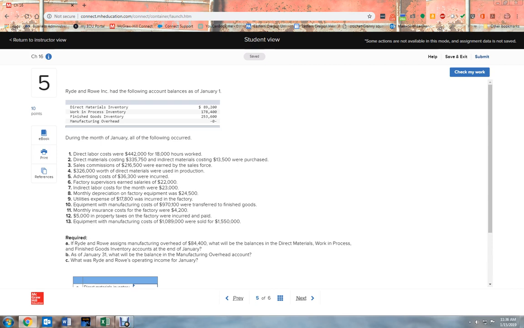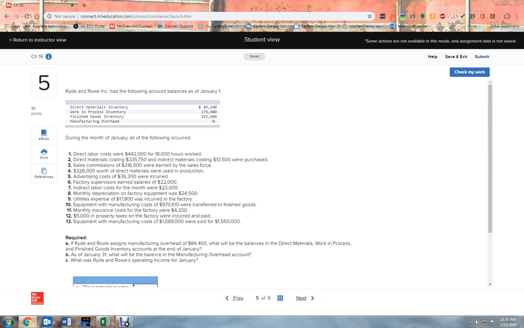So when you're approaching these problems, think about where stuff fits. When I'm looking at, say, number 5, advertising cost, is that a product cost or a period cost? Period cost. If I'm looking at monthly depreciation of factory equipment, what is that going to fit into? Production cost. Monthly insurance costs for the factory, where does that fit? Production costs. $5,000 in property taxes on the factory, product cost. So a lot of this is going to be categorization questions.